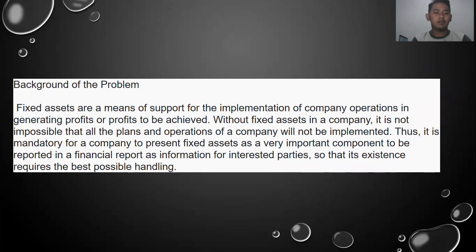Background of the problem. Fixed assets are a means of support for the implementation of company operation in generating profit to be achieved. Without fixed asset in a company, it is not impossible that all the plans and operation of a company will not be implemented. Thus, it is mandatory for a company to present fixed asset as a very important component to be reported in a financial report as information for interested parties. So its existence requires the best possible handling.